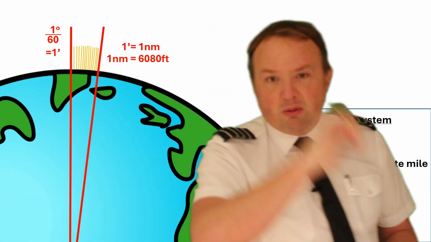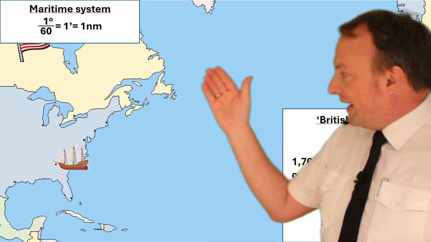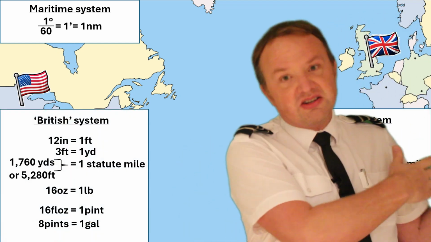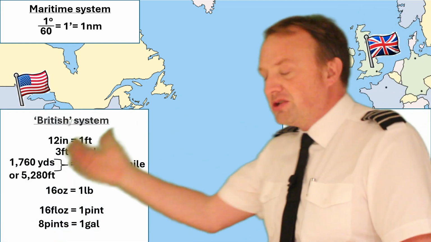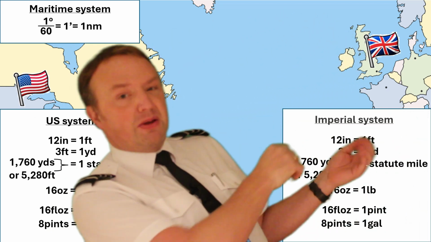Turns out that it's around 6,080 feet, which is slightly longer than the 5,280 feet of the statute mile. Now, one of the places that the British people sailed to was, of course, the Americas. And having settled in America in the early 17th century, passed on the standards of weights and measures to the Americans. By now, the British were starting to form an empire, and so these became known as imperial measurements.